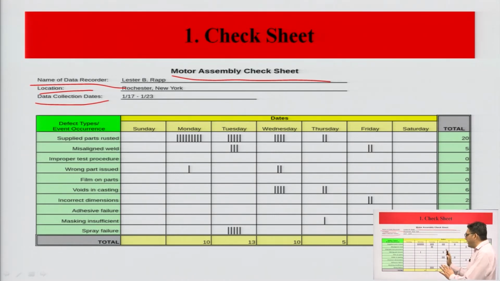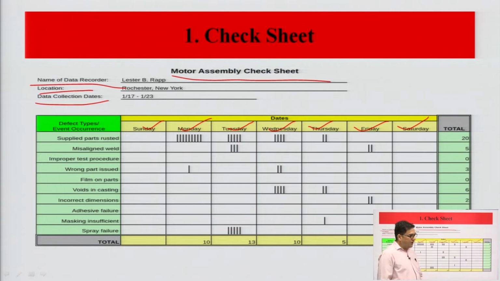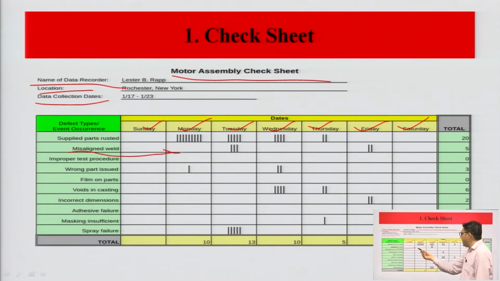We have divided these into weekdays: Sunday, Monday, Tuesday, Wednesday, Thursday, Friday and Saturday. Against each parameter for which we want to collect the data or statistics, for example misaligned weld, Sunday it is off, and on Monday we record how much defect there has been, and on Tuesday how many defects. Similarly for Wednesday, Thursday, Friday and Saturday, if it is a working day.